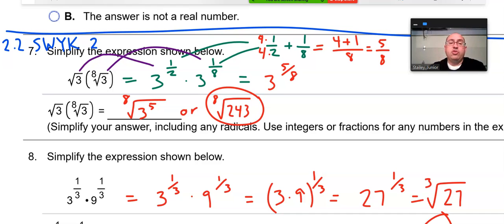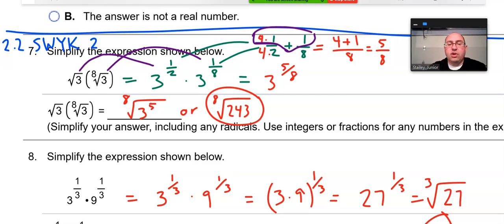Now, if the exponents are 1/2 and 1/8, then when we're multiplying, we're going to have to add them together, right? And when we add them together, taking me back to my middle school days, maybe a little elementary school, we've got to get like denominators. That's right, folks. So your favorite thing in the whole wide world, adding fractions together. So we're multiplying the 1/2 by 4/4 to end up with this stuff right here. 4 plus 1, which is 5/8. So 3 to the 5/8.